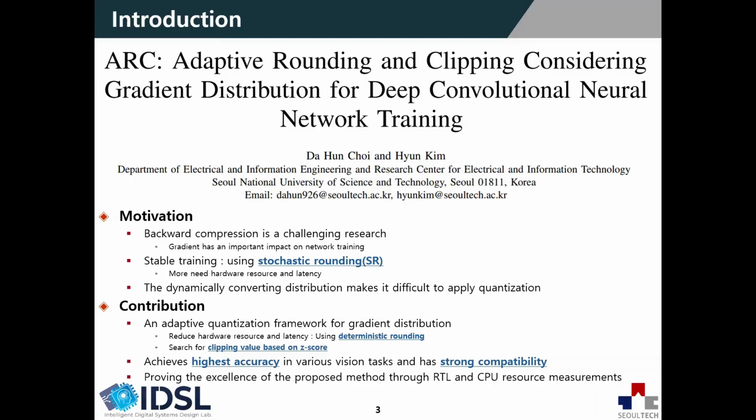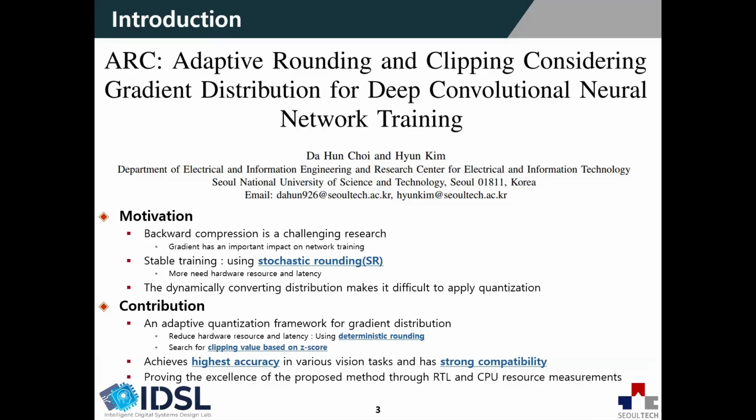While quantization training can achieve high accuracy, it has the problem of high training cost. Moreover, quantizing the gradients, which directly affect the training, is even more challenging. Previous studies have used stochastic rounding for stable training. However, generating random numbers incurs high hardware resource requirements and latency. Additionally, the changing gradient distribution during training makes applying quantization difficult.